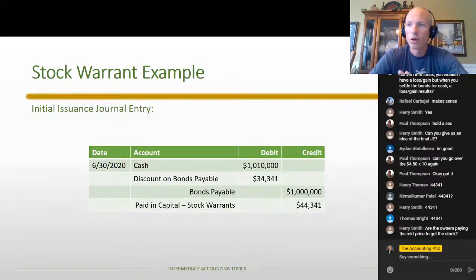So again, when you say, are they paying the market price for the stock, understand they're not actually paying for the stock. They're paying for a right to buy the stock in the future. Now they're hoping that whatever that strike price is, that it's going to be worth it. Right? That's what they're hoping, but it may or may not be.